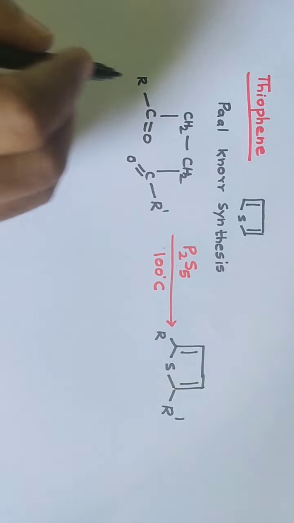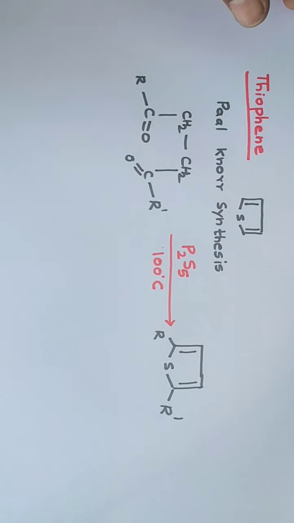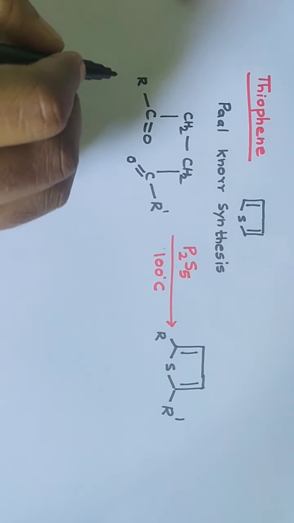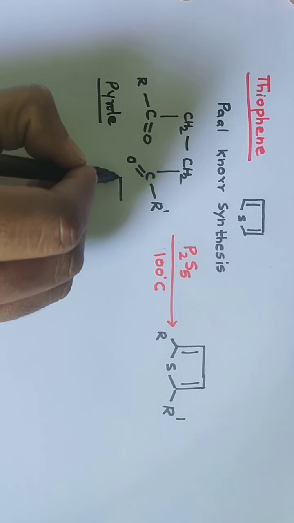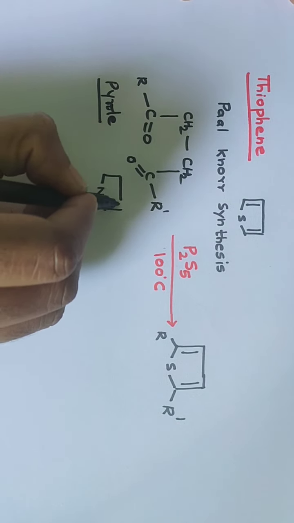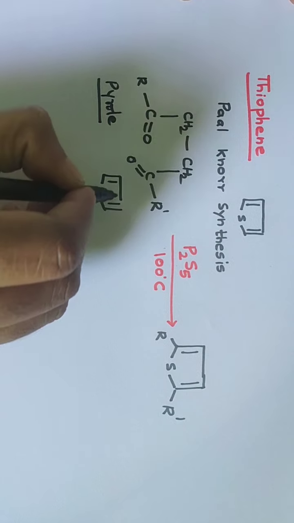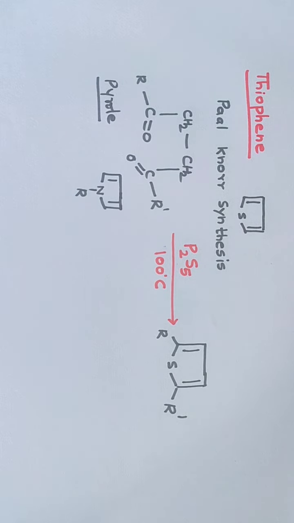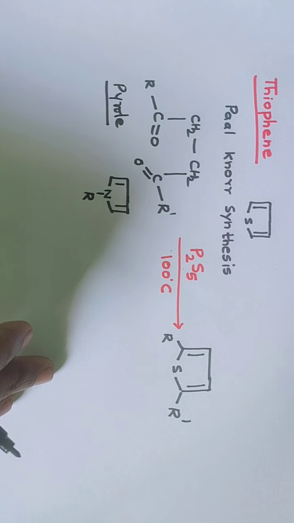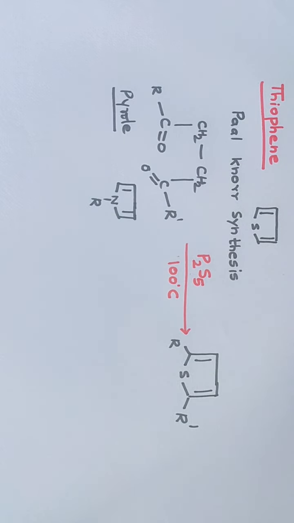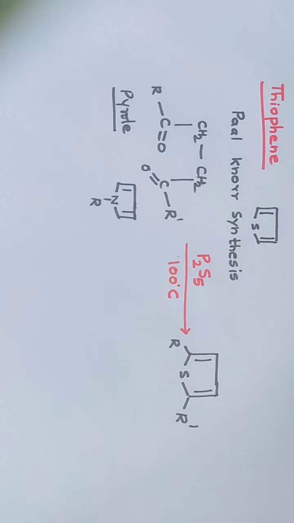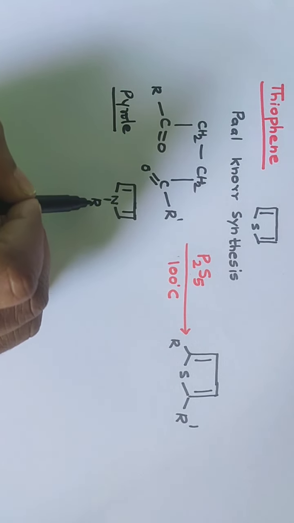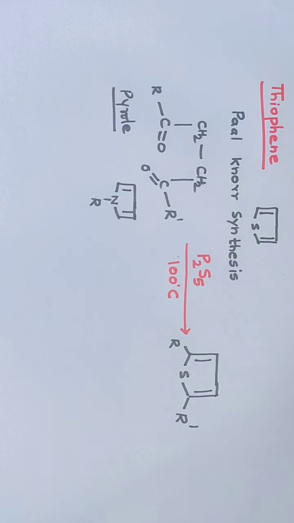Okay, let us go for the synthesis of pyrrole. Pyrrole is a 5-membered heterocycle containing nitrogen. This is the pyrrole molecule. Pyrrole can be prepared from 1,4-diketones, provided we add a nitrogen containing compound. So if we add a primary amine, the synthesis can be done, right?